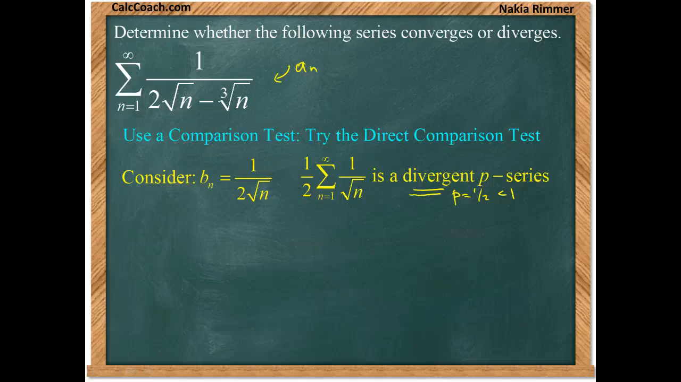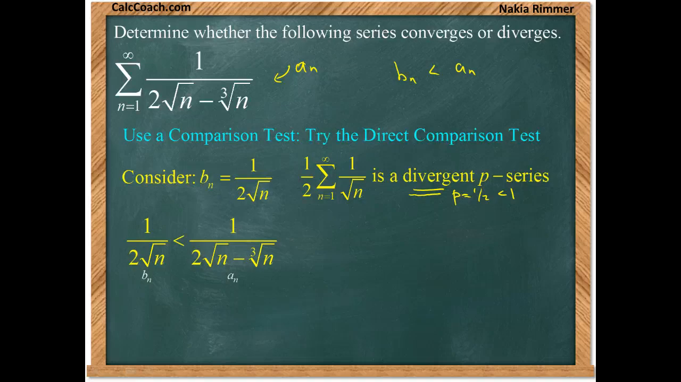Here's the reason why. If your smaller guy, b sub n, diverges and a sub n term by term is bigger than that, then as you add up all those terms, it has no choice but to also diverge. It's bigger than something that's going to infinity. It must go to infinity too. And so we just have to convince ourselves that the inequality is true.